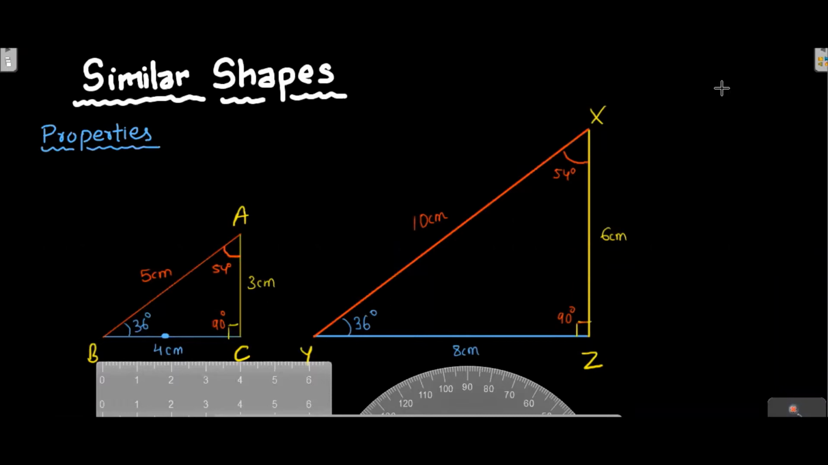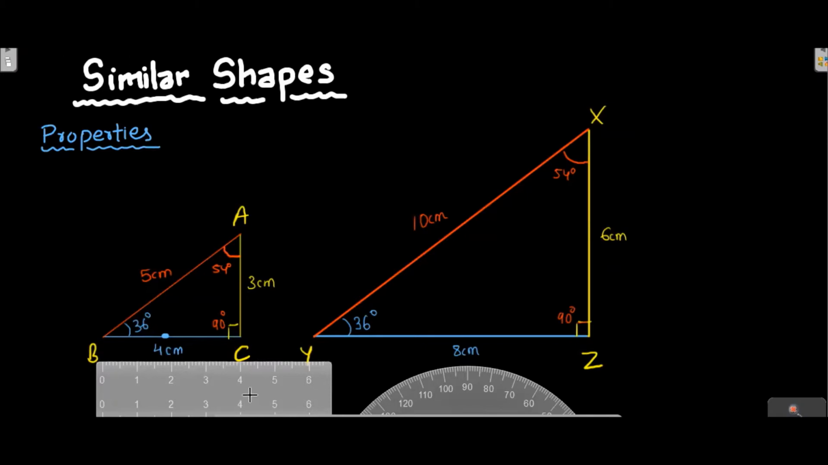Today we are going to discuss similar shapes, and in this video I will tell you the properties of similar shapes and how to identify whether two given shapes are similar. I have drawn two triangles, and we need to check why the small triangle is similar to the big triangle. The size is different, but we still say they are similar shapes. What makes them similar?